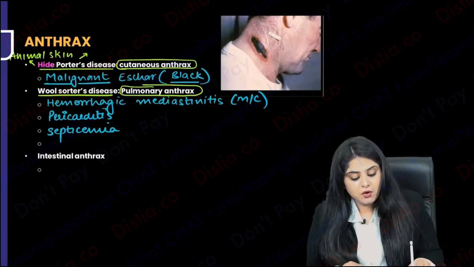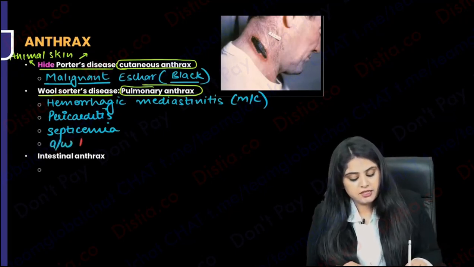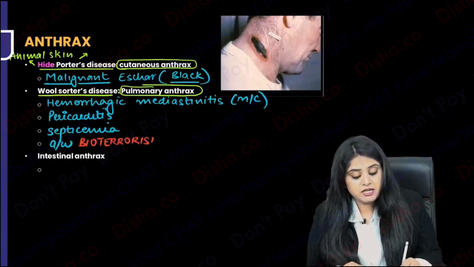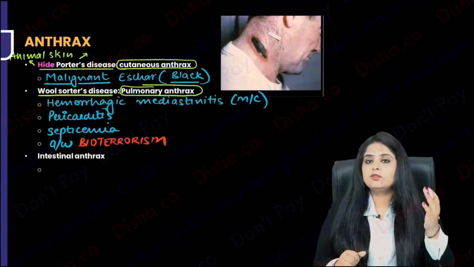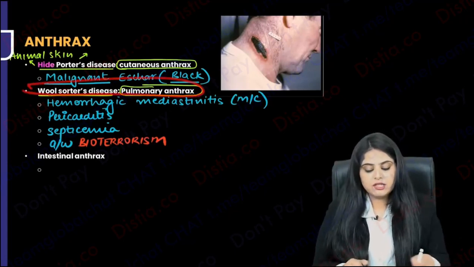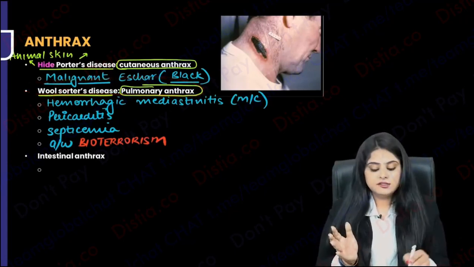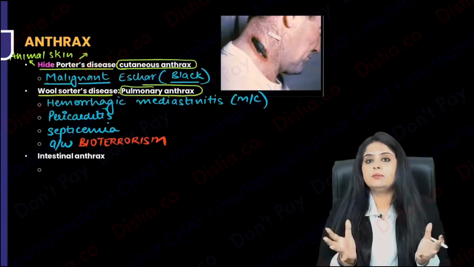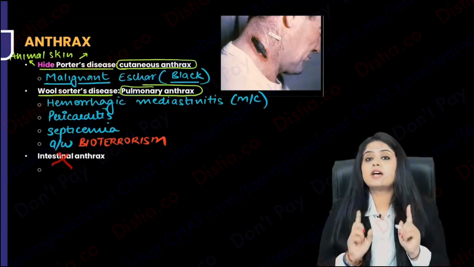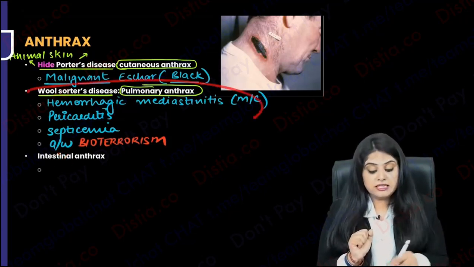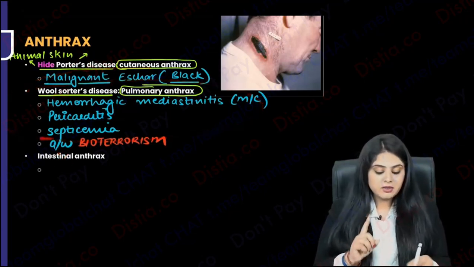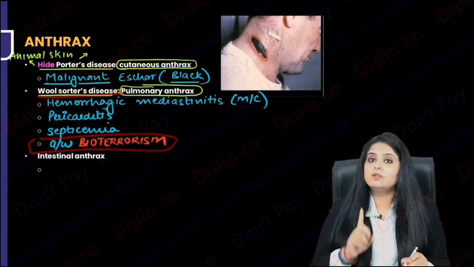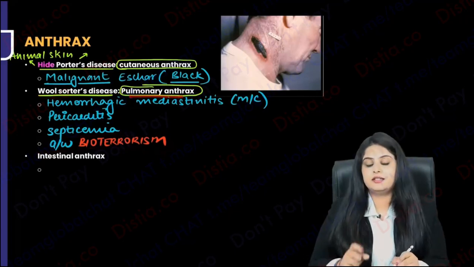And this is the form that is associated with bioterrorism, because bioterrorism means you should be able to spread it very quickly. How will you be able to spread the disease very quickly? If the spores are inhaled by a lot of people. See, skin contact will never happen to all the people in a population. Eating also will never happen to all the people in a population, but breathing will happen to everyone. So the bioterrorism one is definitely going to be the wool sorter's, or you can say the pulmonary anthrax.